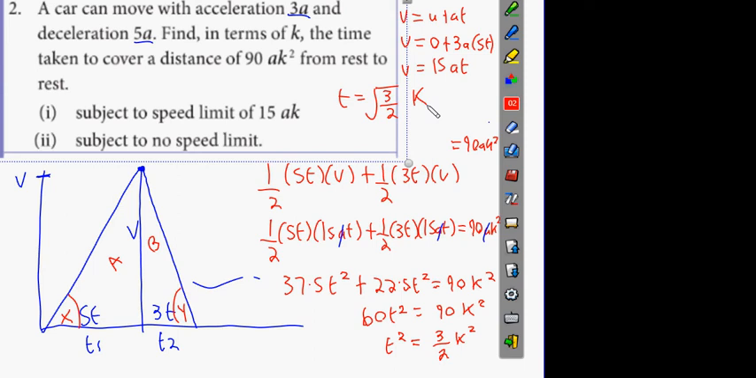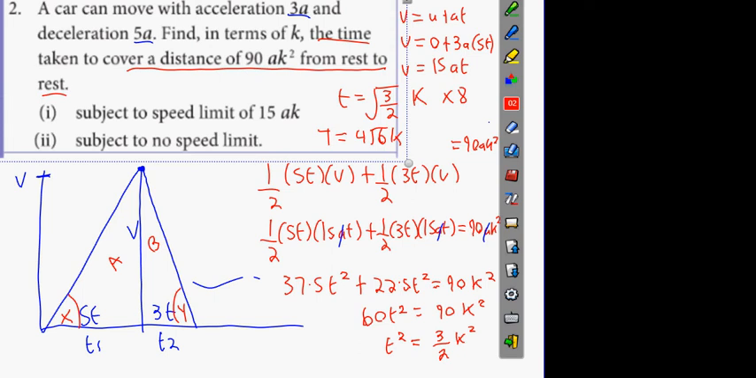What is the answer to the question? Find the time taken to cover a distance 90k squared from rest to rest. Rest to rest would mean 5t plus 3t, 8t. So multiply this number here by 8. What's root 3 over 2 multiplied by 8? That's all in the square root sign. Anybody know? 4 root 6. Okay, so that's the answer I got, 4 root 6. Yeah. So t equals 4 root 6 k.